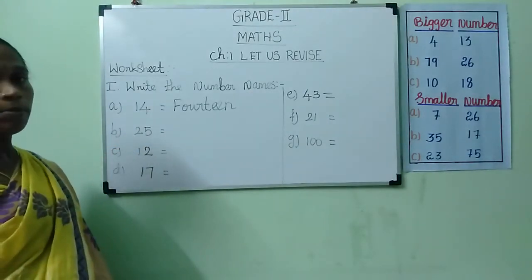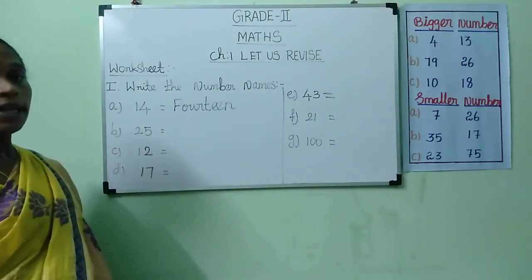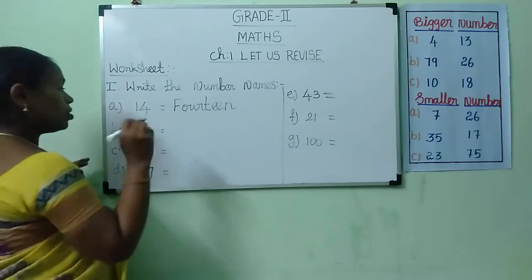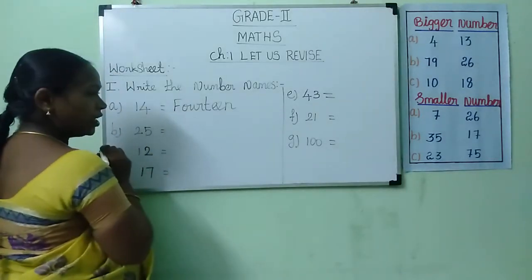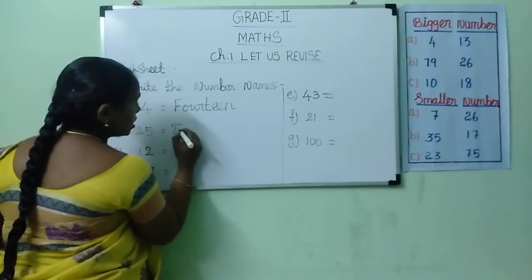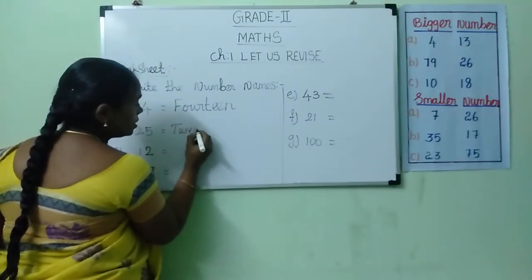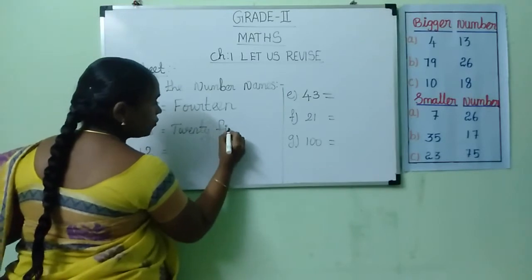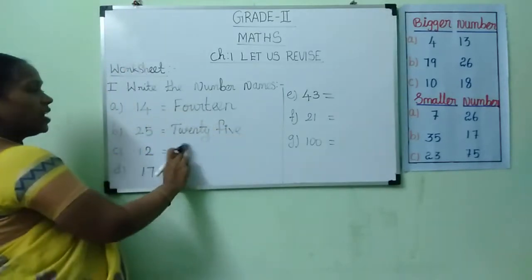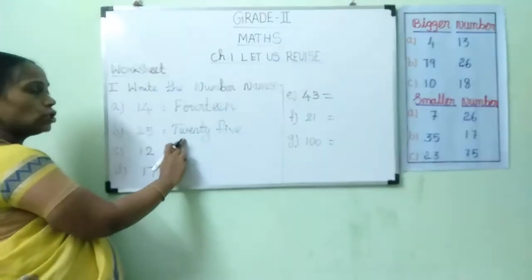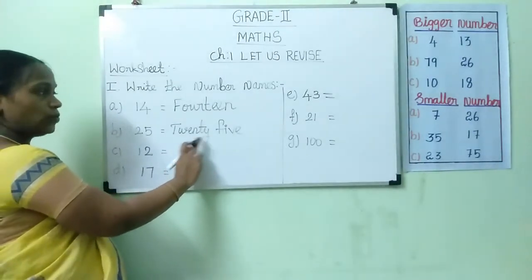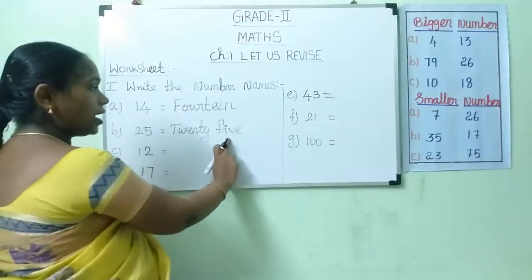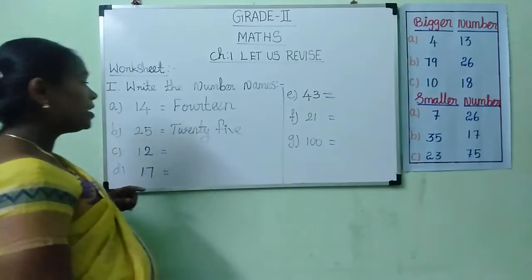How to read this number? Yes, 25. So, what is the spelling of 25? T-W-E-N-T-Y. F-I-V-E. 5. 25.